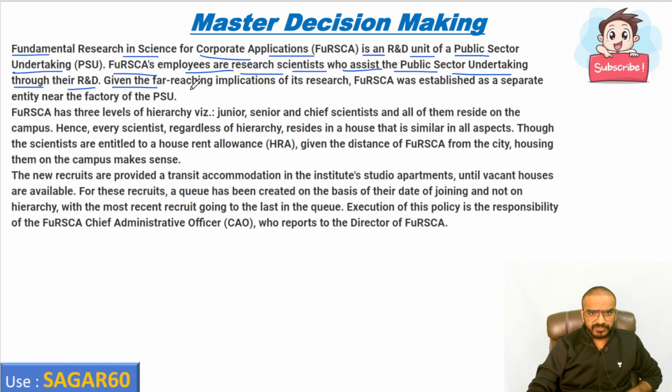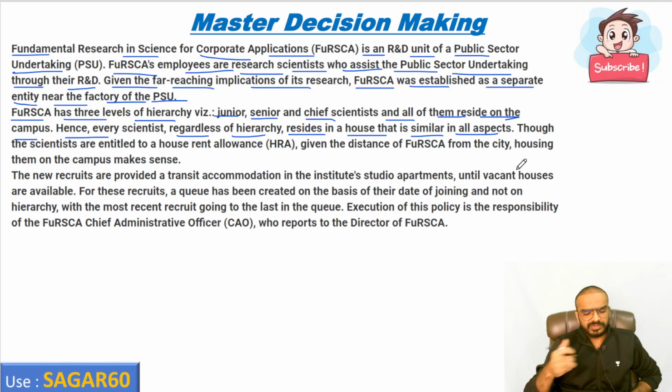FURSCA's employees are research scientists who assist the public sector undertaking through their R&D. Given the far-reaching applications of its research, FURSCA was established as a separate entity near the factory of the PSU. FURSCA has 3 levels of hierarchy: junior, senior, and chief scientist, and all of them reside on a campus. Hence, every scientist, regardless of hierarchy, resides in a house that is similar in all aspects. So whether it is junior, senior, or chief, they reside on the campus and they all have the same house structure and everything.